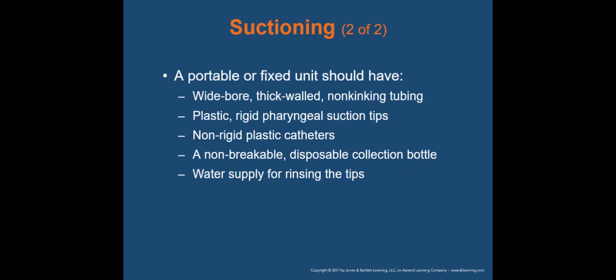So you should have wide-bore, thick-walled, non-kinking tubing, which is common with all plastic rigid pharyngeal suction tips. We also call them Yankauer catheters. Non-rigid plastic catheters, if you have a device that accepts those. Those are just long, thin tubes. Non-breakable disposable collection bottle. Again, all suction units are going to have something that the vomitus, the mucus or fluid, etc., is sucked into. And then water supply for rinsing the tips. You carry water supply in any of your sterile waters. You can just dip the tip into it. It really just kind of cleans it out, because it can get mucked up.